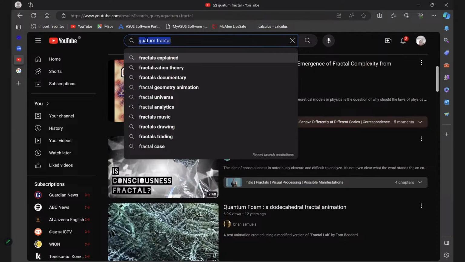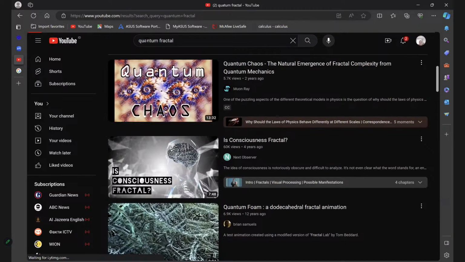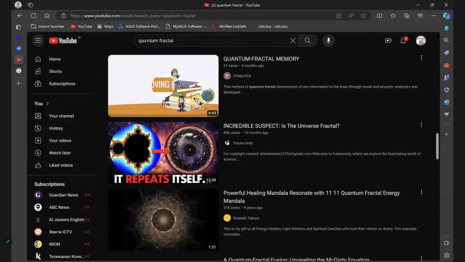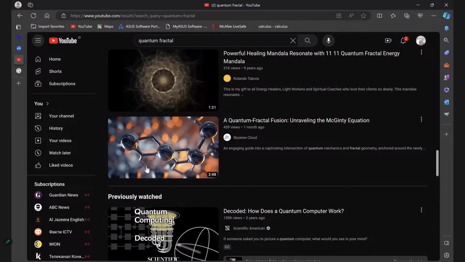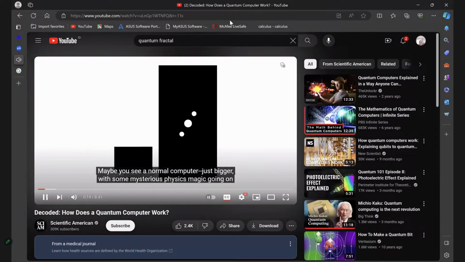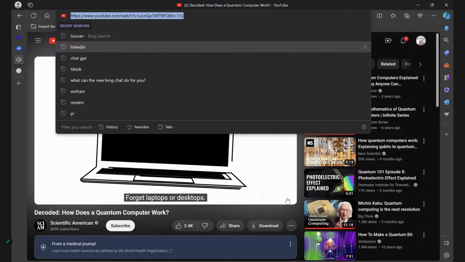Okay. So it seems that it might be better to look back at quantum computer. Let's look at this one. Normal mysterious physics logic going on the inside. My computer server.